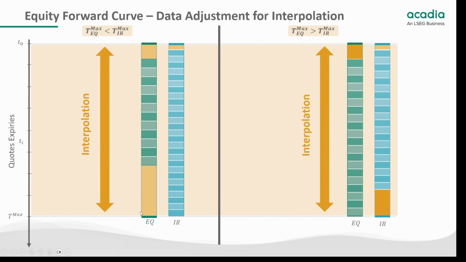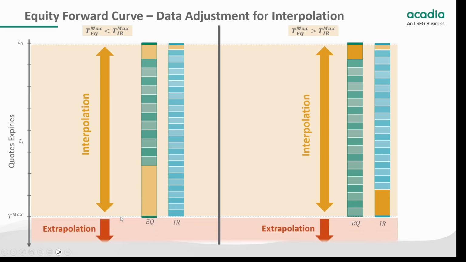So just to summarize, once we've adjusted both sets of data, the interpolation method you have set in the curve config XML file will be applied to any point between T0 and Tmax. And so we're doing interpolation in it. Any data past Tmax is then considered extrapolation.